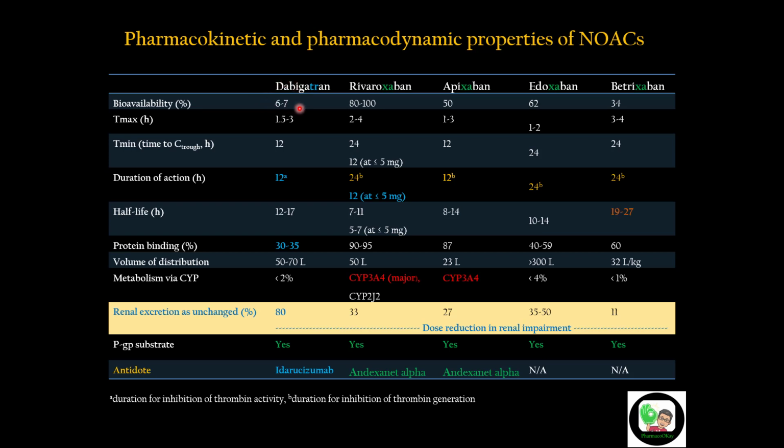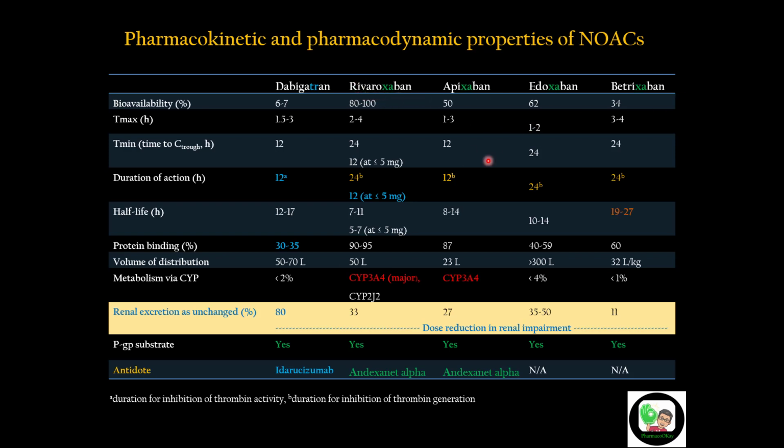Dabigatran has low bioavailability compared to factor Xa inhibitors. The duration of action of dabigatran is 12 hours, which is similar to apixaban. The other three drugs, rivaroxaban, edoxaban, and betrixaban, have a 24-hour duration of action, but a low dose of rivaroxaban, such as 5 mg, could produce a shorter, 12-hour duration of action. And importantly, dabigatran has a lower percentage of protein binding in the plasma, so a large amount of the drug, such as 80% unchanged drug, will be excreted through the kidney, and it is dialysable. So dabigatran needs a dose reduction in patients with renal impairment.